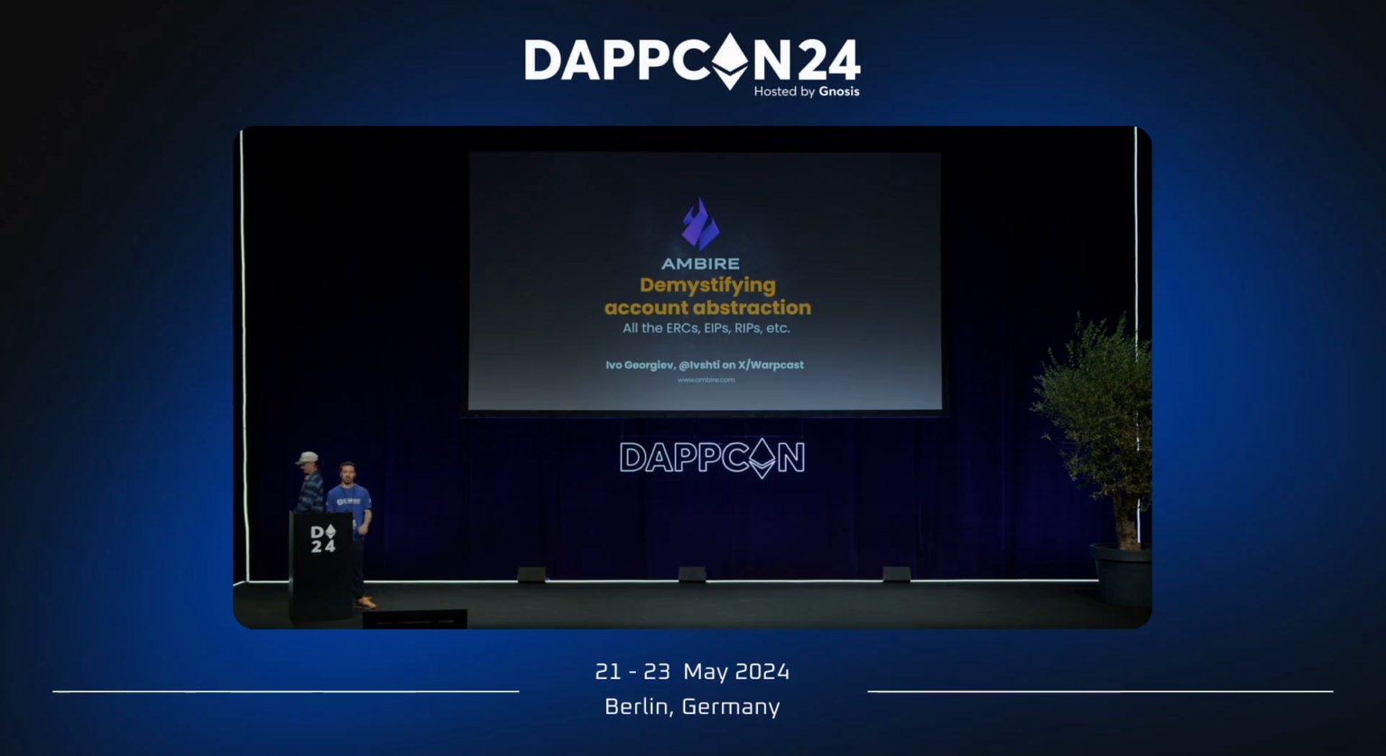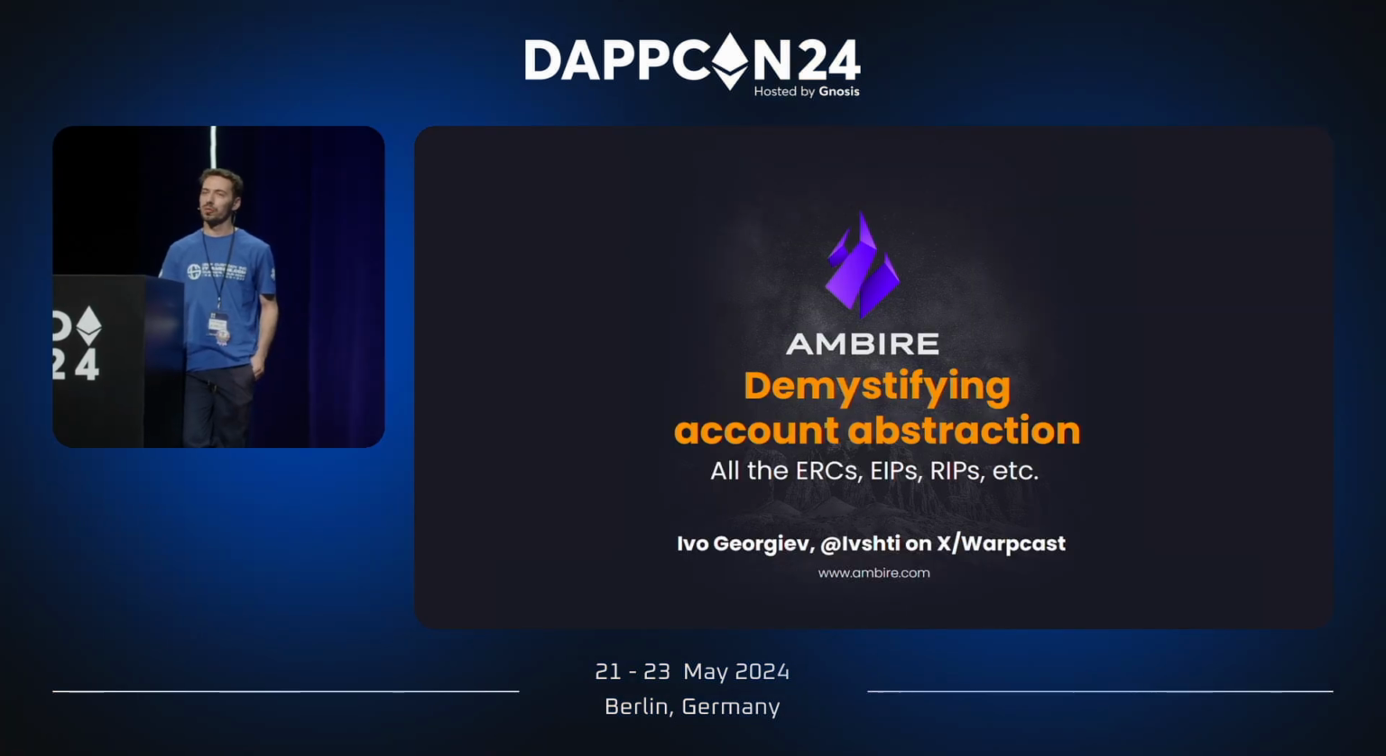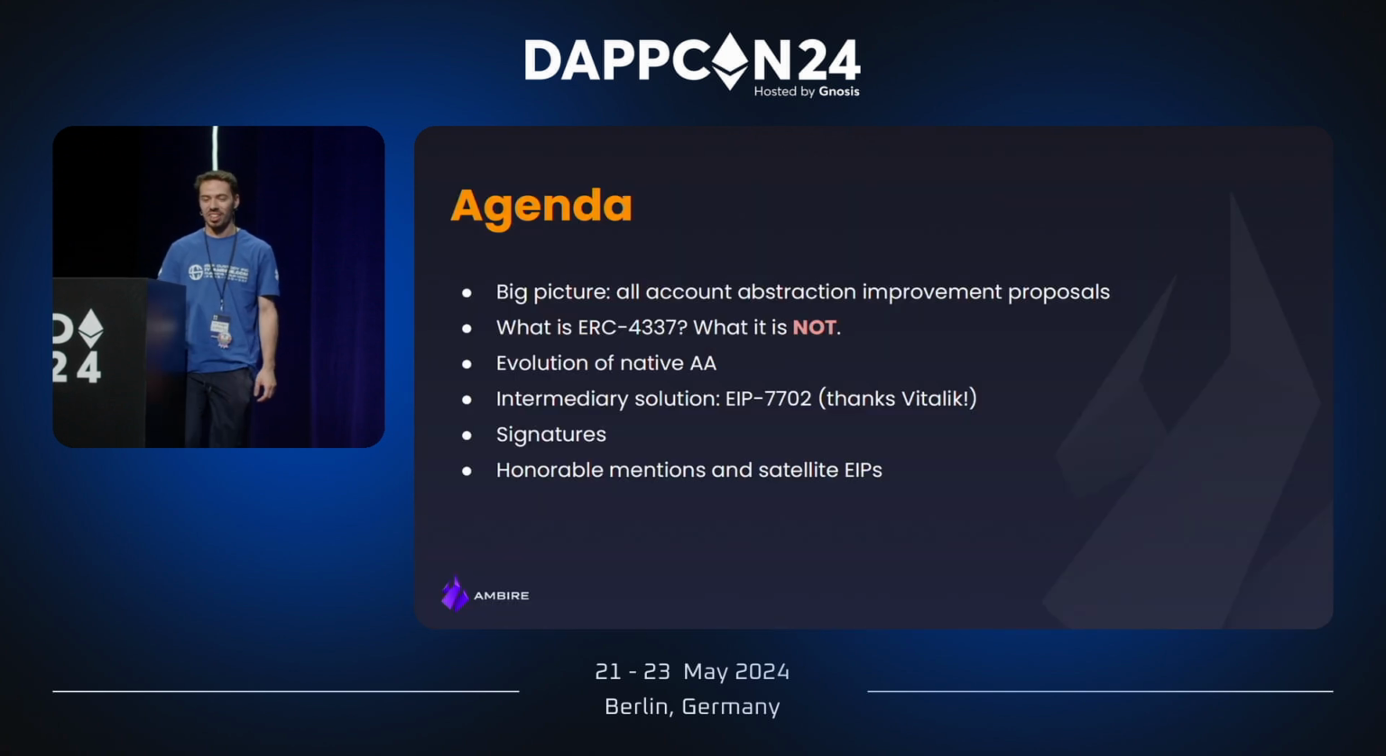Hey everyone, I'm Ivo Georgiev from Ambire Wallet, and I'm going to tell you about demystifying account abstraction, EIPs, ERCs, RIPs, you name it. As you know, it's been a really complicated topic, and this talk is weirdly timed, in a very good time and bad time at the same time, because Vitalik is speaking at SafeCon on account abstraction. So basically continuing Vitalik's work here.